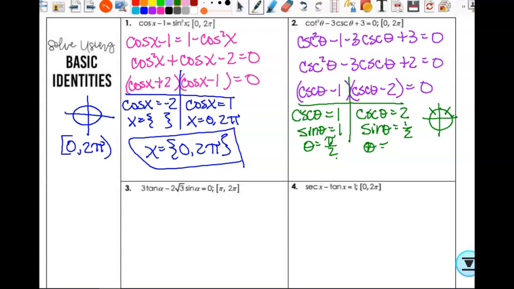In the first quadrant, when is sine 1/2? Pi 6. And then I also need my second quadrant pi 6th angle, which is 5 pi 6. Very good. All right, so then my final answer here is pi 6ths, pi halves, and 5 pi 6ths.